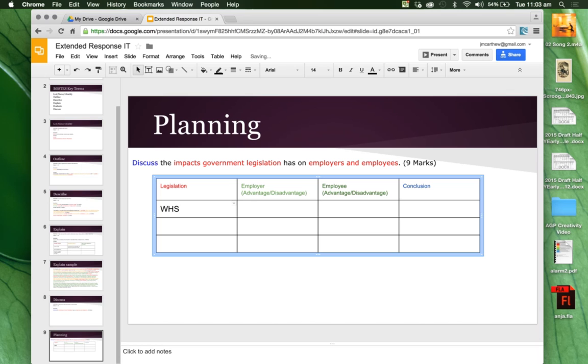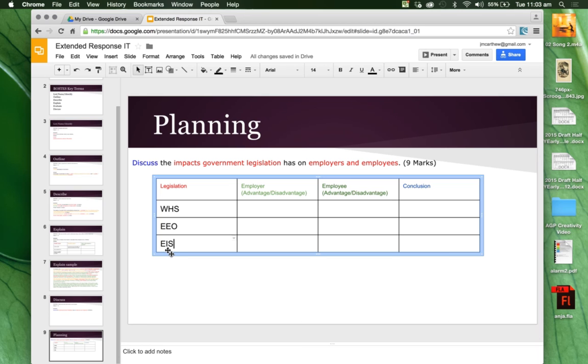WHS. Work health and safety. Yes, that's one legislation. Great. Any others? EEO. Yes. Equal employment opportunity. Absolutely. Anyone got some more? Environmental practices. Yep. We'll put EIS, but environmental impact statements or environmental requirements. Fair trade agreement. Yes, it could be that one as well.